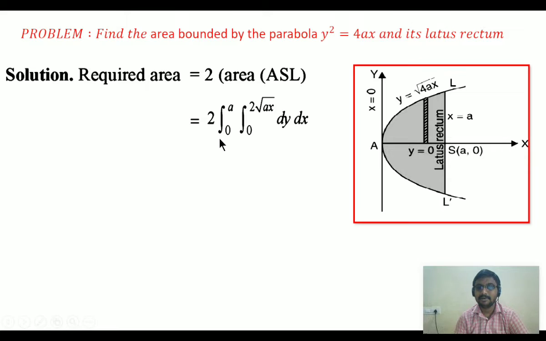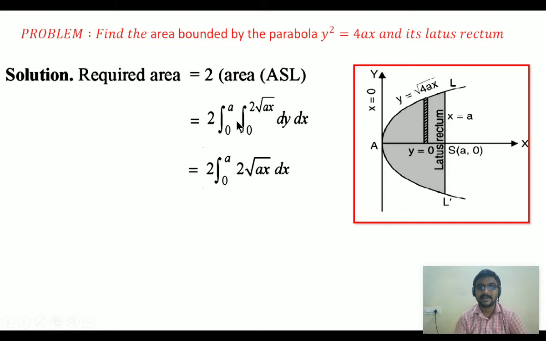So that is 2 into x limits 0 to a and y limits 0 to root of 4ax. But what is the value of root 4? 2. That is 2 root ax, dy dx. Here first we have to integrate with respect to y and then x, because the y limits are variable limits in terms of x. The integral of 1 dy is y. Substituting the upper limit we will have 2 root ax and the lower limit 0, that is 2 root ax minus 0, which is 2 root ax.